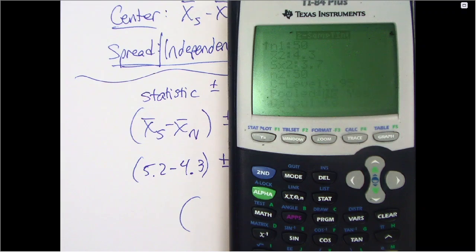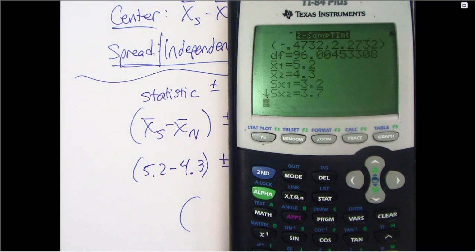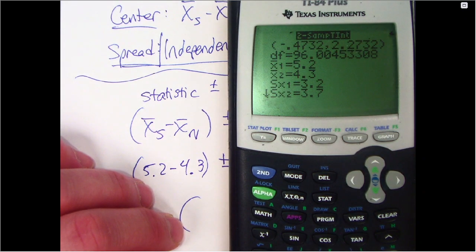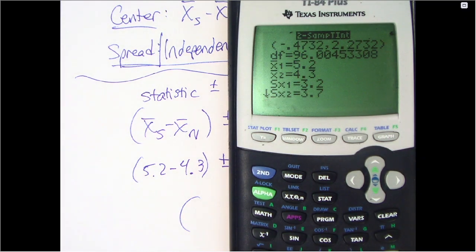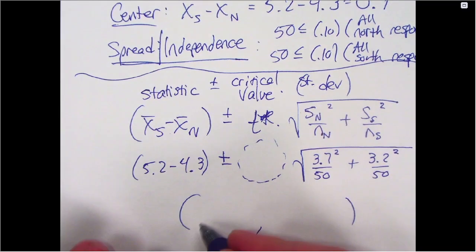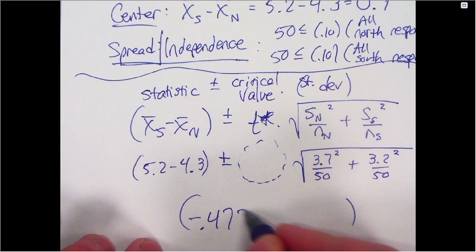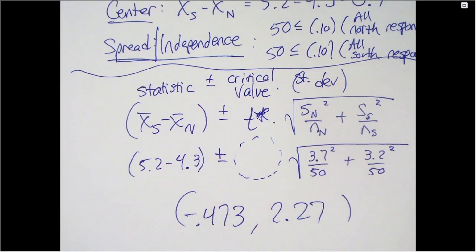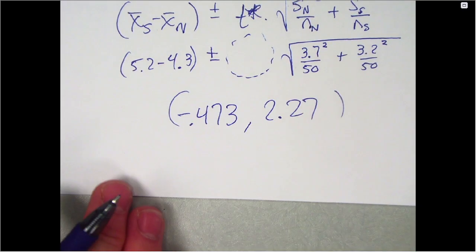And then if you hit enter, it should give you the interval, but it doesn't give you T star, it gives you degrees of freedom. So off to the side, write down degrees of freedom equals 96. We have to backfill this twice, it's like 2 steps. And then there's our answer too, right? So it's negative 0.473 and 2.27.